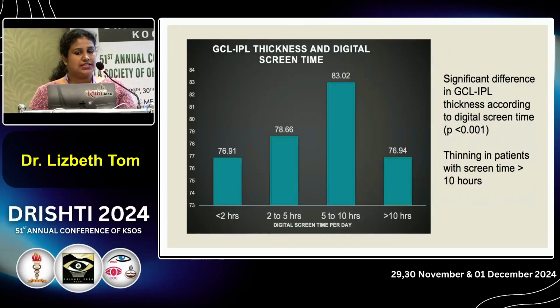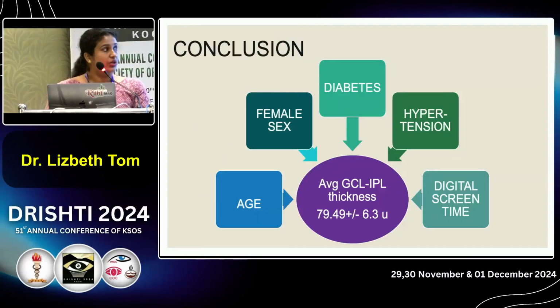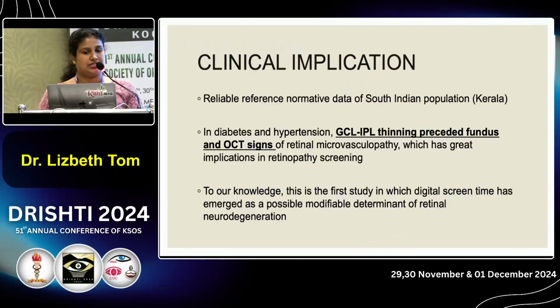Significant difference in GCL-IPL thickness according to digital screen time was also noted, with thinning in patients with screen time more than 10 hours. Though smoking and alcoholism caused GCL-IPL thinning, it was not statistically significant. To conclude, the average GCL-IPL thickness obtained was 79.49 plus or minus 6.3 microns, and the determinants were age, female sex, diabetes, hypertension, and digital screen time.